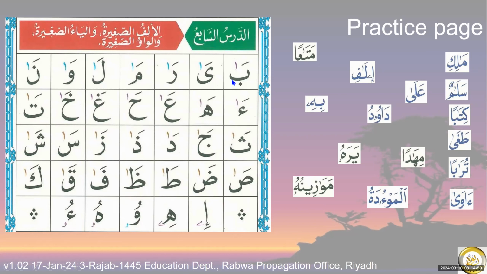I will read it one time so it will be easy for you to understand. Ba fatha alif sagira ba, ya fatha alif sagira ya, ra fatha alif sagira ra, mim fatha alif sagira ma, lam fatha alif sagira la, waw fatha alif sagira wa, noon fatha alif sagira na, hamza fatha alif sagira a, ha fatha alif sagira ha, ain fatha alif sagira a, ha fatha alif sagira ha, ghain fatha alif sagira gha, kha fatha alif sagira kha, ta fatha alif sagira ta, tha fatha alif sagira tha, jim fatha alif sagira ja, dal fatha alif sagira da, zal fatha alif sagira da, za fatha alif sagira za, sin fatha alif sagira sa.